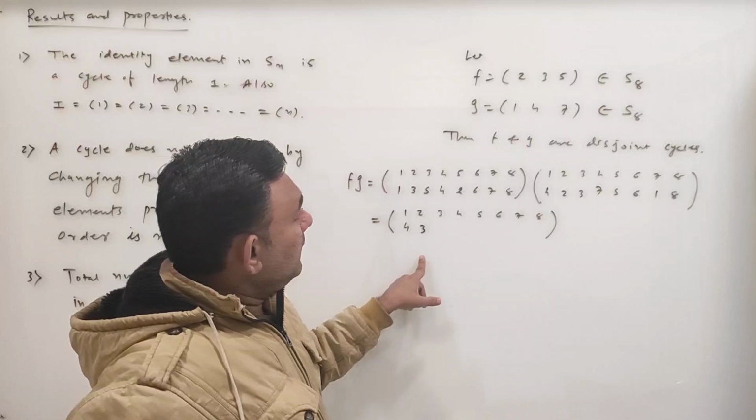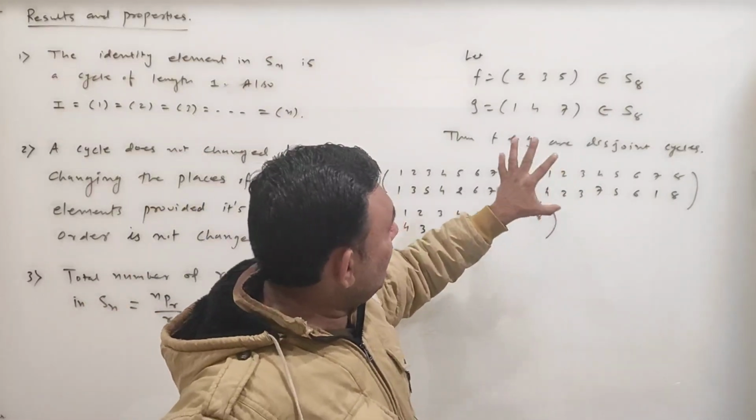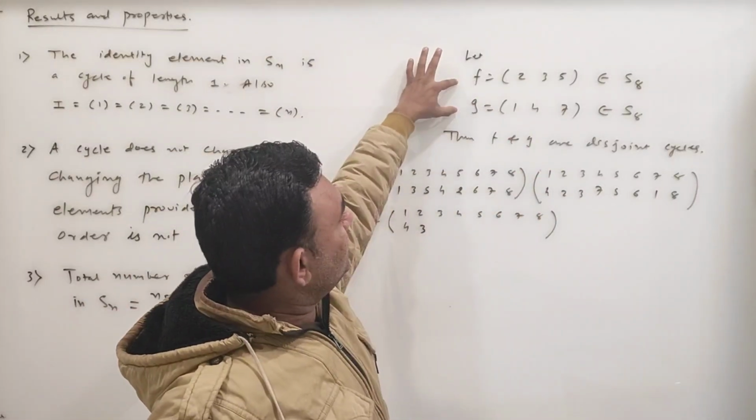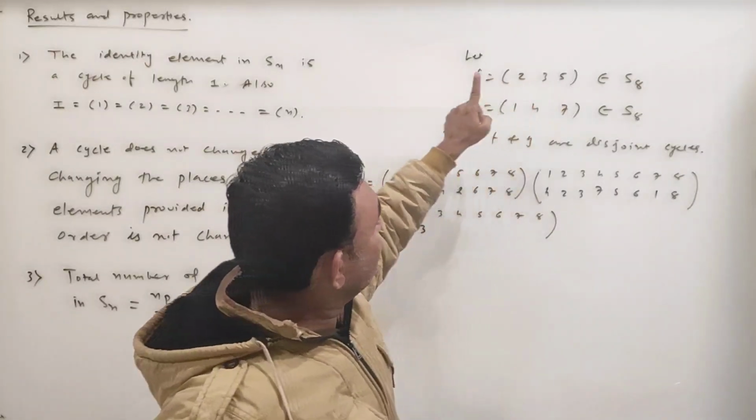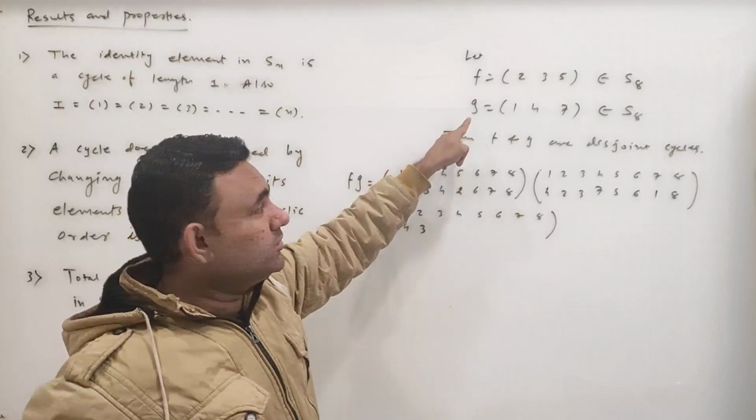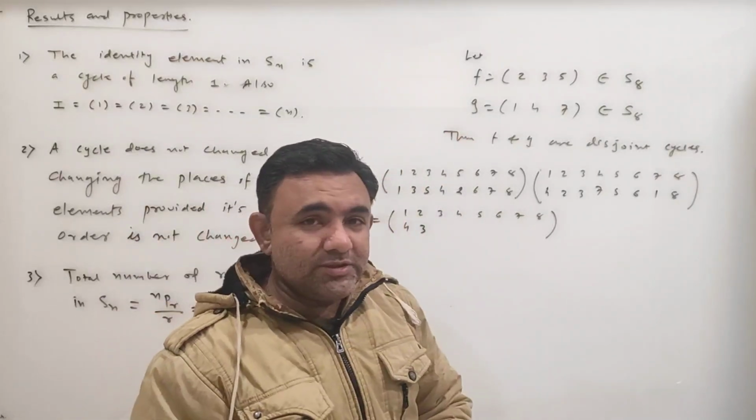Okay, now let us find some element which is not in f and not in g. So for example, 6 is not in f and 6 is not in g also. So what will be the image of 6?